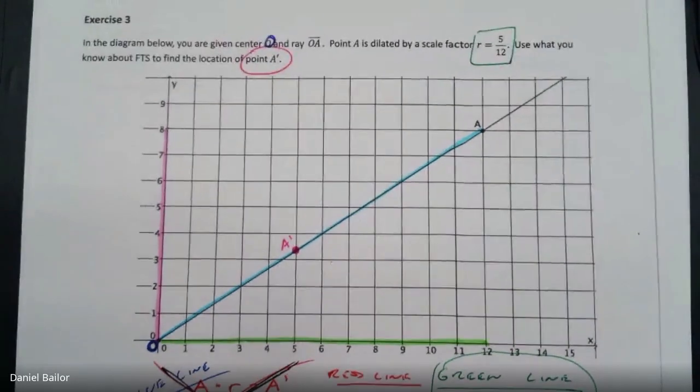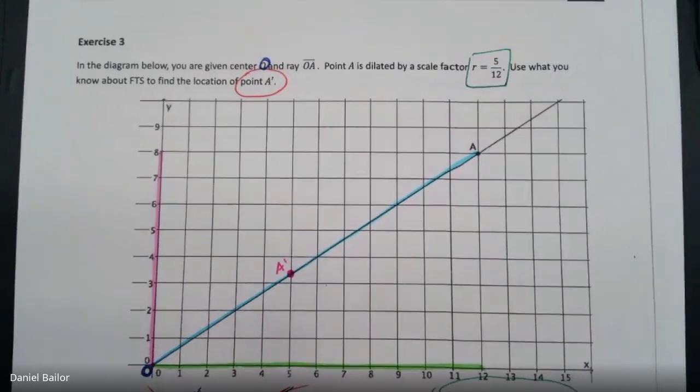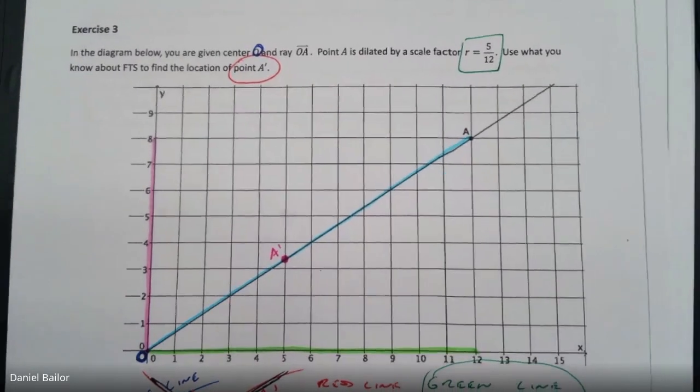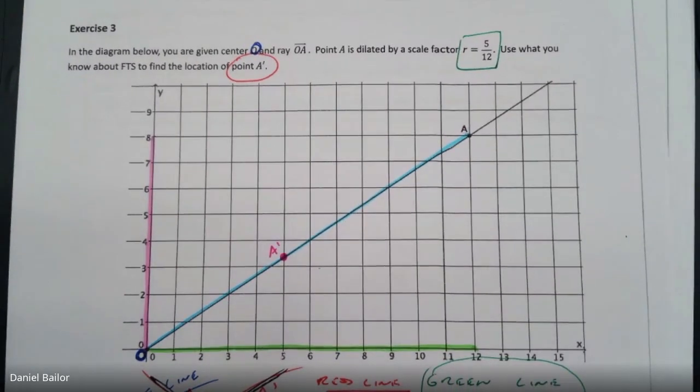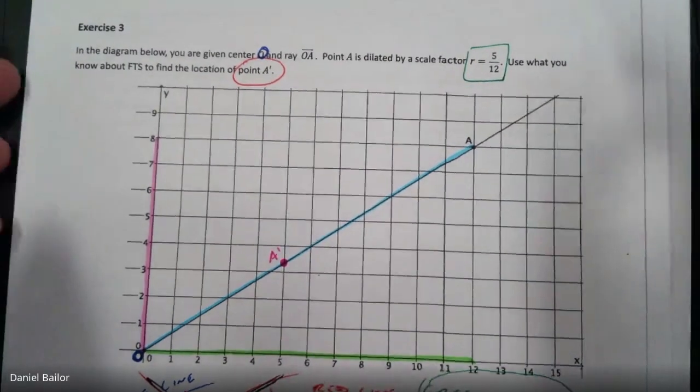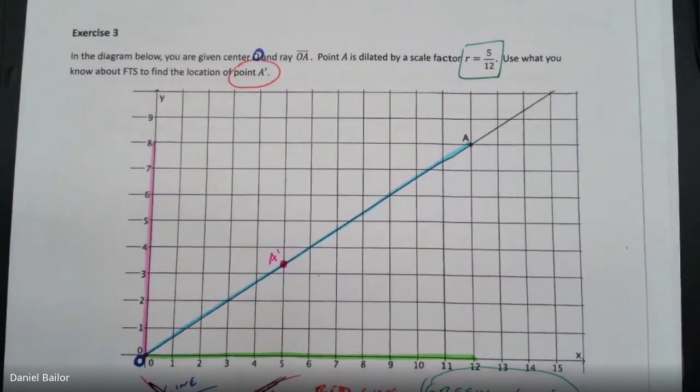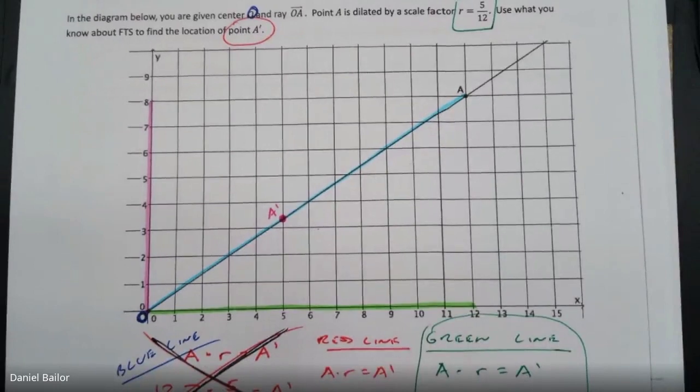So that was exercise 3. Take a minute, check your work, make sure you understand it. Go back and watch the video again if you need to. And then when you unpause the video, we will talk about your problem set and your exit ticket for today. So take a minute, look at all that. Make sure you understand how I did it and why I did it.